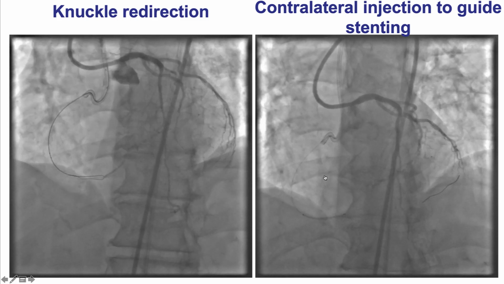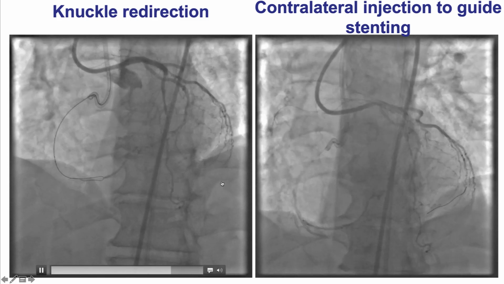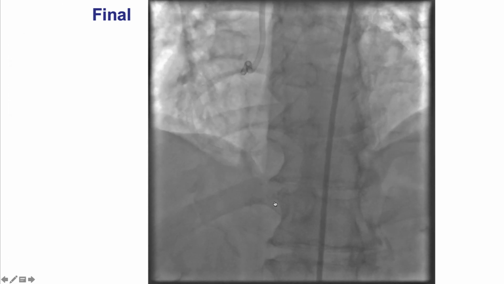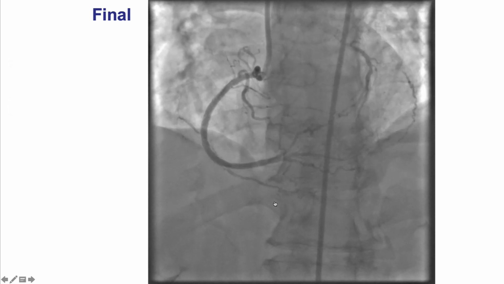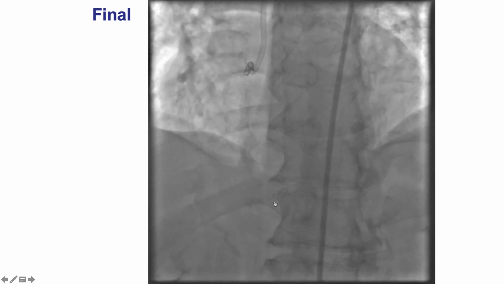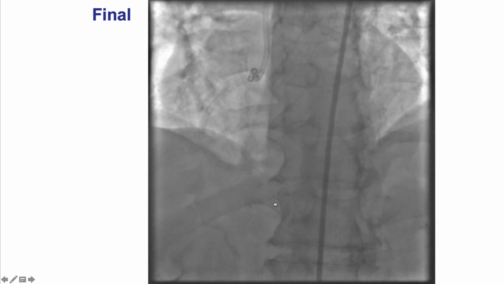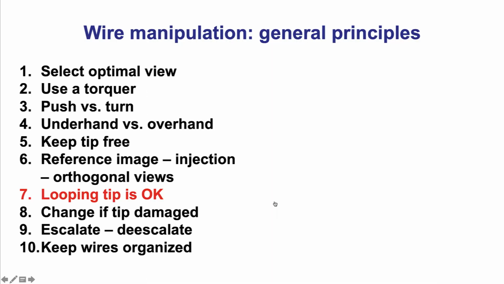So having orthogonal projections, more views, allows us to actually redirect the wire in the right place and then successfully recanalize the CTO. So orthogonal projections are key, not only for CTO intervention, but for any complex intervention to ensure that the wire is actually going to the place we intended to go. The next one is slightly controversial.